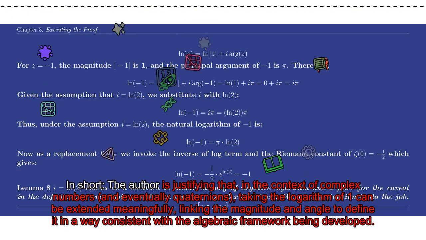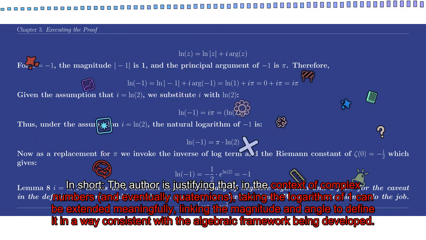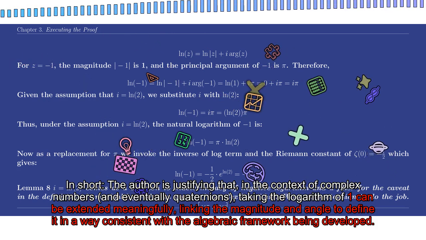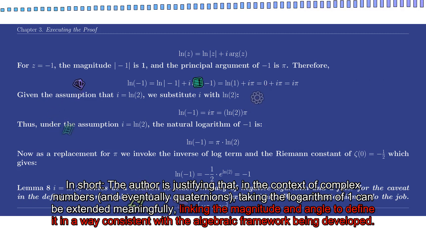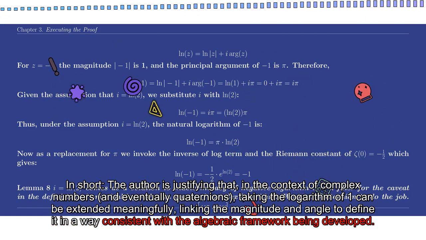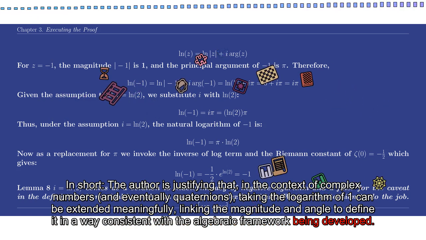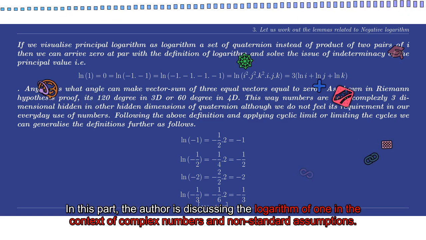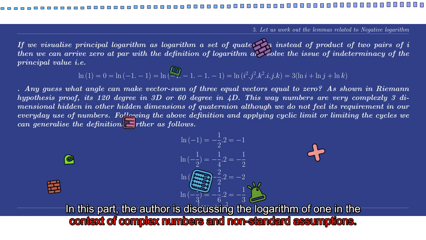In short, the author is justifying that in the context of complex numbers and eventually quaternions, taking the logarithm of 1 can be extended meaningfully, linking the magnitude and angle to define it in a way consistent with the algebraic framework being developed.